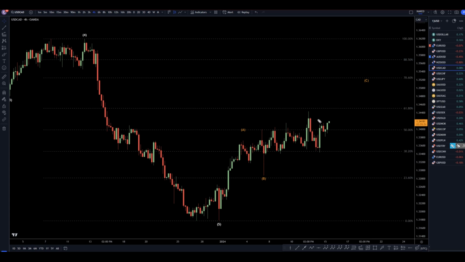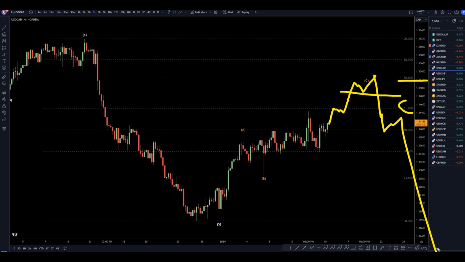It is definitely slowly drifting up. At one point, it kind of looked like it was making an ending diagonal, but it doesn't really seem like it's doing that anymore. It seems like at this point it is probably going to continue up to at least the 78%, maybe the 61%, before we see that breaker start to the downside, ending this correction and continuing the downtrend.